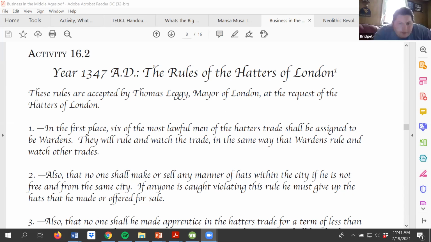The rules are accepted by Thomas Leahy, Mayor of London, at the request of the Hatters of London. In the first place, 6 of the most lawful men of the hatter's trade shall be assigned to be wardens. They will rule and watch the trade in the same way that wardens rule and watch other trades.